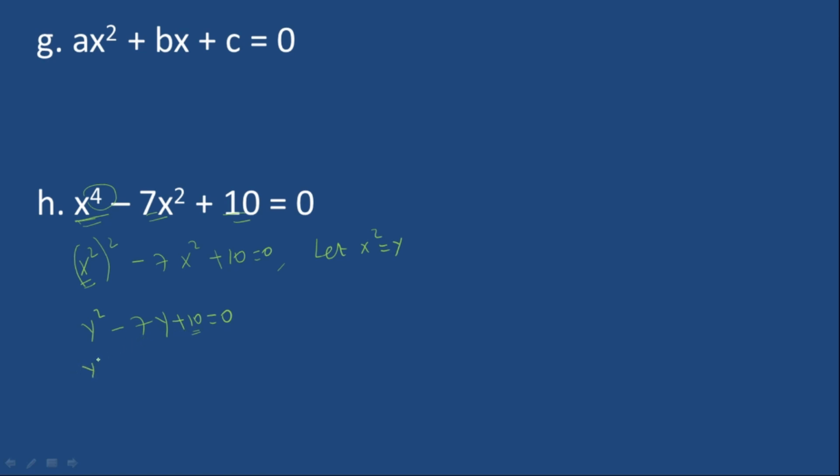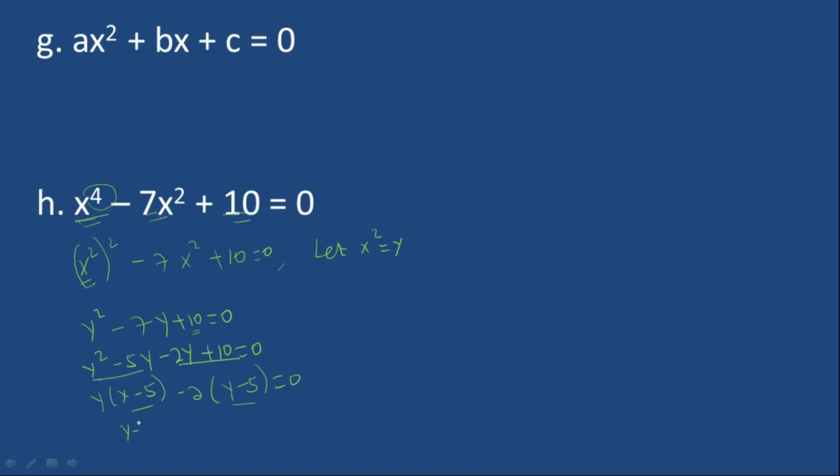Those are negative 5 and negative 2. Minus 5y minus 2y plus 10 is equal to how much? 0. It's equal to 0. Factorize by grouping: y times (y minus 5) minus 2 times (y minus 5) is equal to 0. y minus 5 is a common factor for both expressions.